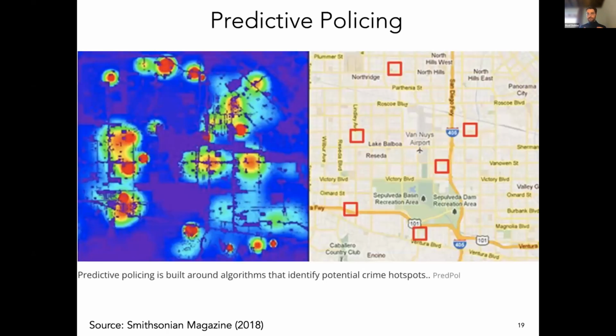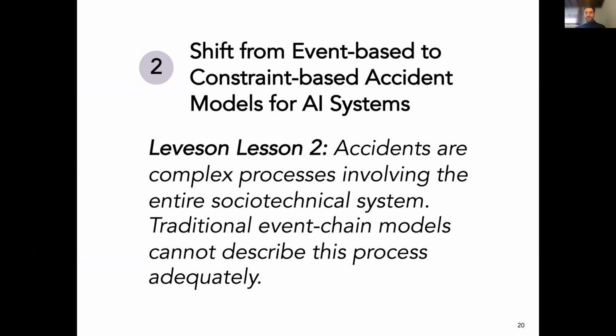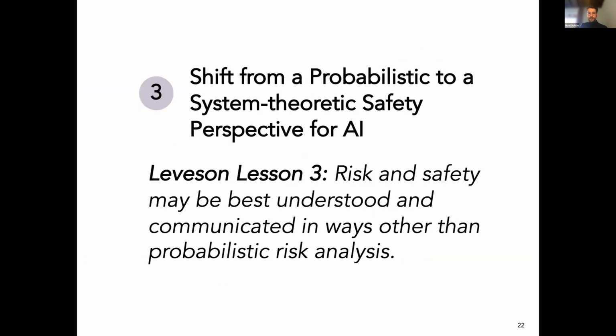I'm gonna go to lesson 2, shift from event-based to constraint-based accident models. So acknowledge that accidents are complex processes involving the entire socio-technical system. So if you're working on a system, reach out, think about, okay, what would the system look like in a societal context? What kind of disciplines do I need to understand this broader system? And then I think looking at system safety can really help you to see, okay, what kinds of disciplines, what kind of perspectives are maybe missing in my lens to understand safety properly.